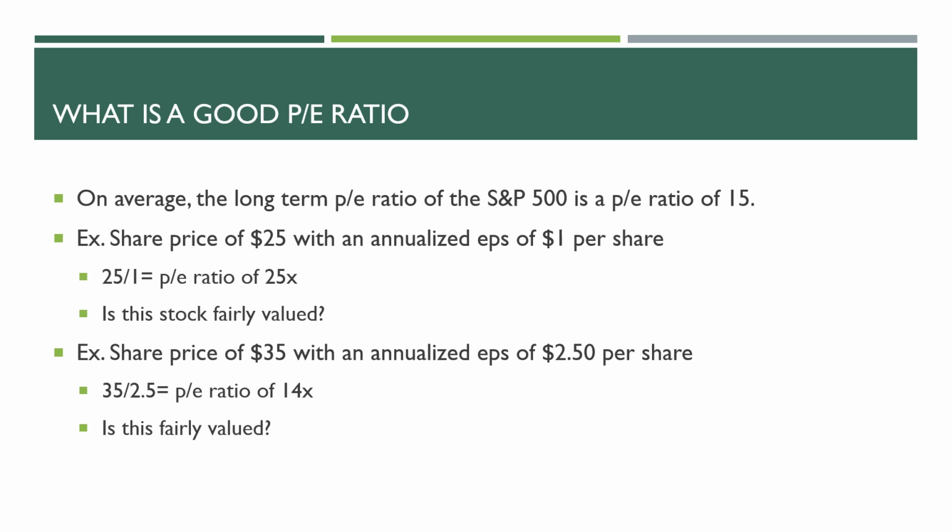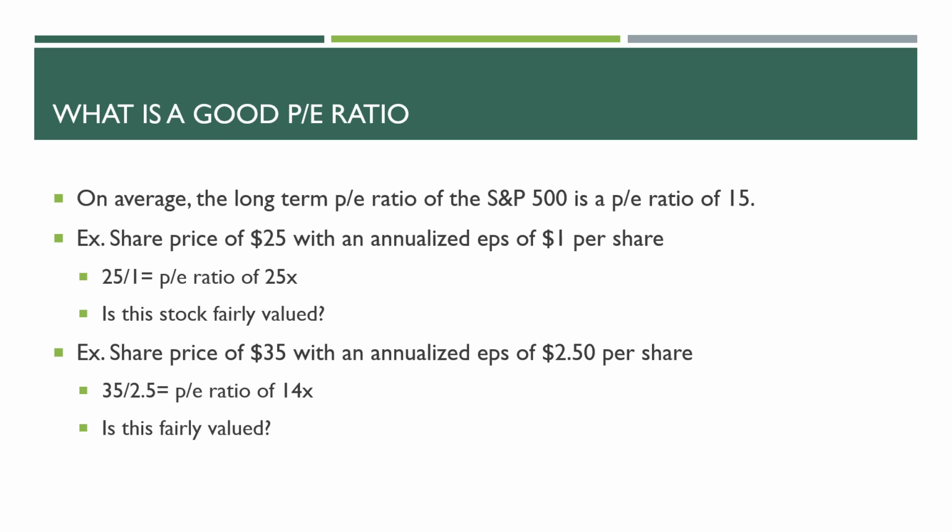Another example here, Company B with a share price of $35 per share, and an annualized earnings per share of $2.50 per share. We're going to divide that 2.5 from the 35 of the share price to find out that the PE ratio of this stock is going to be 14. It's a 14 times multiple. Is this fair value stock? I would say absolutely. I think this perfectly would be a very fair valued stock. Anywhere hovering around that 15 is definitely fair valued.